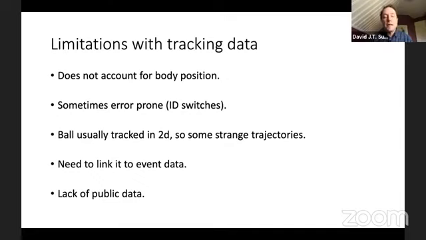Sometimes it's error prone. The biggest error is not so much in the position of the players, it's that you get ID switches between the players, where the technology which is looking for shirt numbers makes a mistake and switches to a different player. Ball is usually tracked in 2D, so some strange trajectories come up there. You often need to link to event data, is another limitation. Which is done in the Metrica data, but not done in the Signality data. And there is a lack of public data.